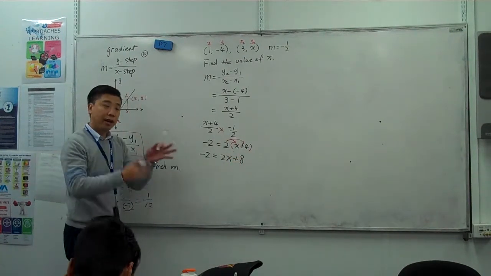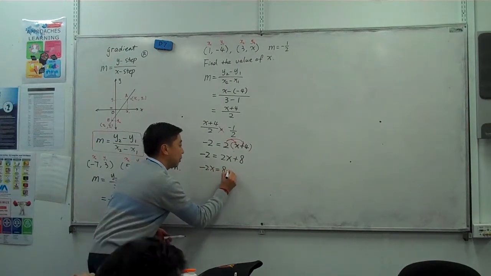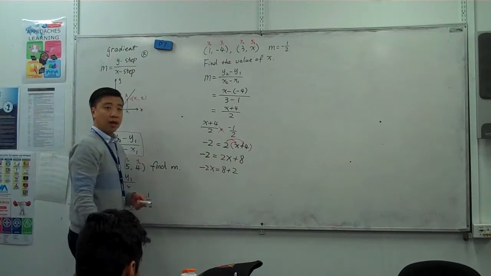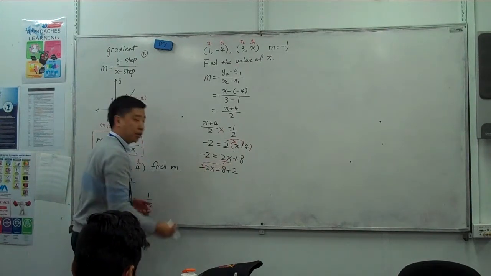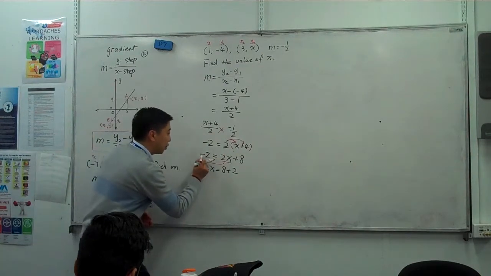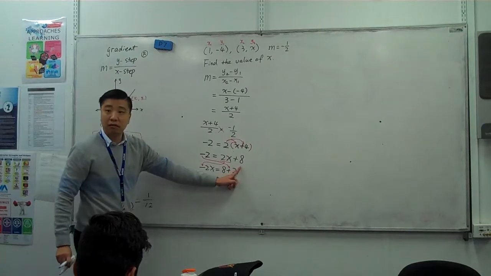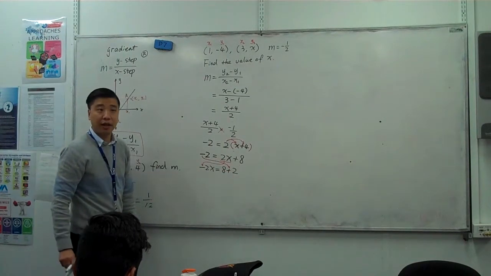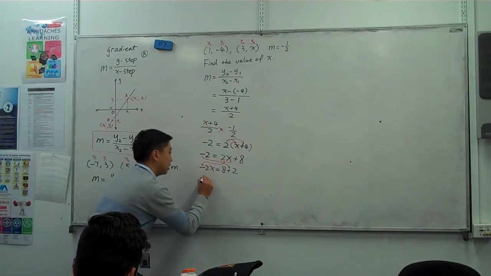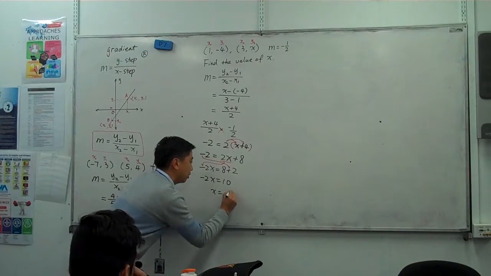Alright, so we rearrange. So that's -2x equals 8 plus 2. And move, I change. Move 2x, I change the sign. And move to -2, I change the sign. 8 is on the right hand side. We don't change that. We don't move that, so we do not change that. Okay, so -2x equals 10. X equals -5.